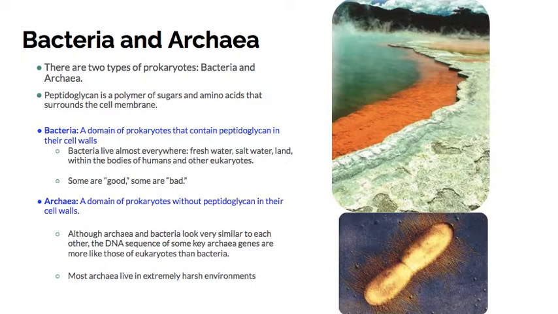Even though bacteria don't have the best reputation, some are considered good and are very important within ecosystems. Archaea are a domain of prokaryotes without peptidoglycan in their cell walls. Although archaea and bacteria look very similar to each other, the DNA sequence of some key archaea genes are actually closer to eukaryotes than bacteria. And most archaea live in extremely harsh environments.